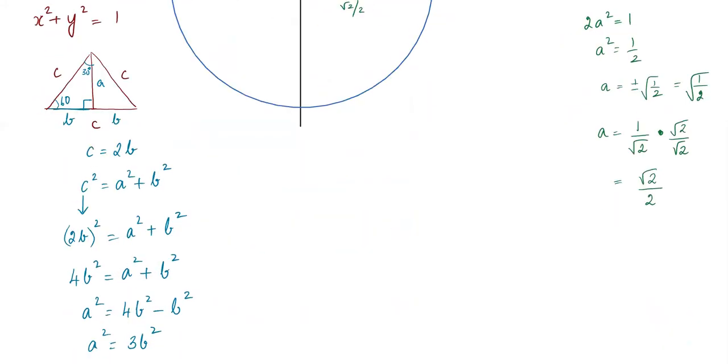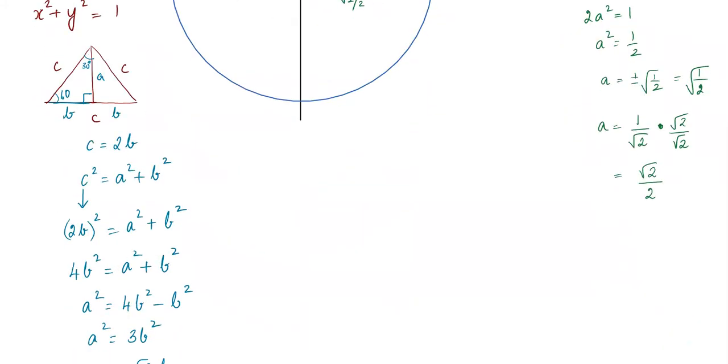So let me come back here. This implies if C is 1 unit circle, it implies C equals 2B, 1 equals 2B, which means B is half. Right?